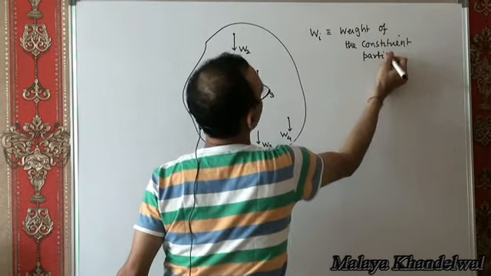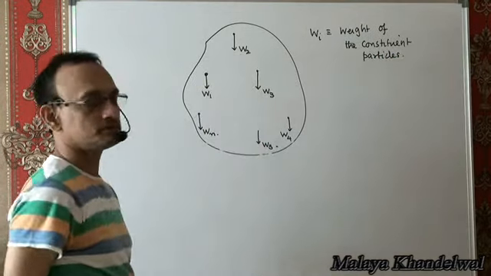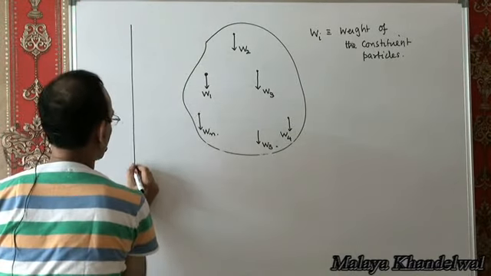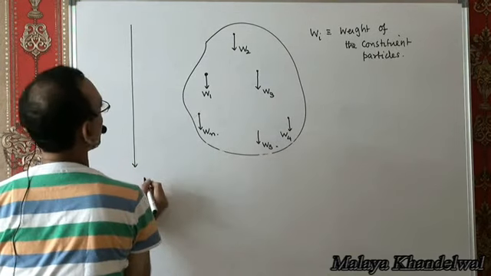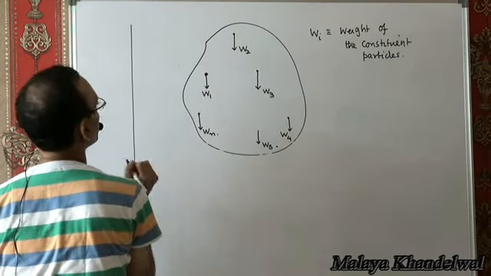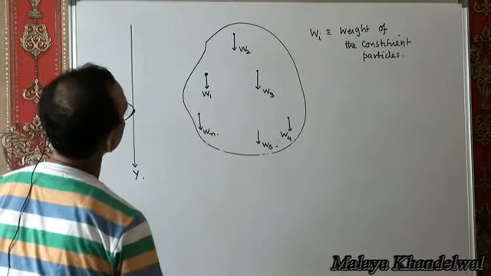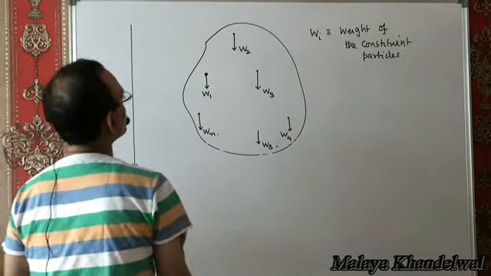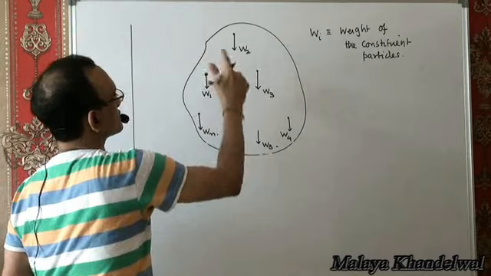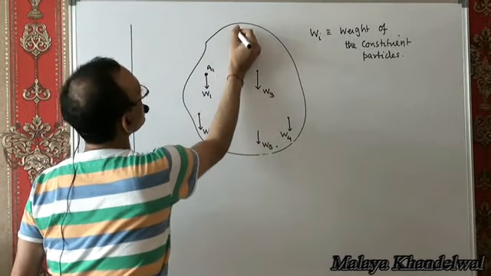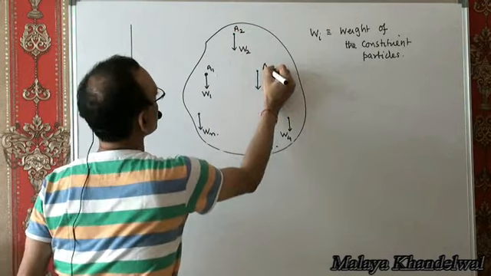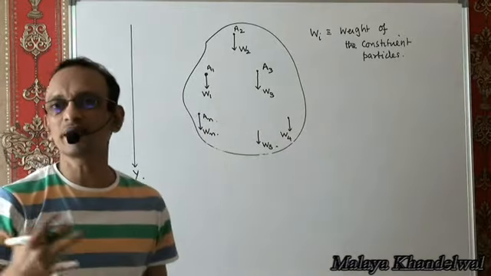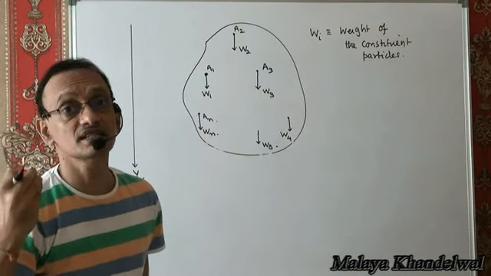Particles, right? Now, suppose this is my y-axis, and I want to replace these particles. Say this is particle A1, this is particle A2, this is particle A3, this is particle An. I want to replace these particles by one single particle.